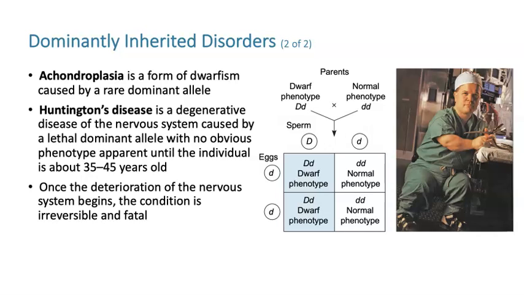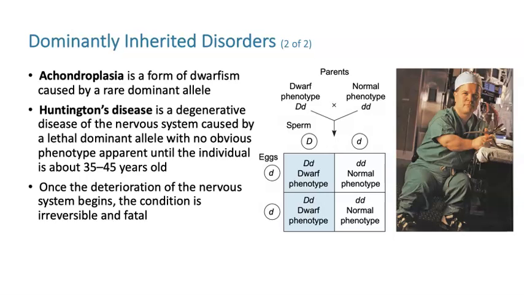Here's the interesting thing, and I mean, this is also a tragedy. If two people who have achondroplasia have kids, then 1/4 of their offspring could have both dominant alleles, and having both dominant alleles is in fact deadly. That's probably one of the reasons why achondroplasia is so rare.